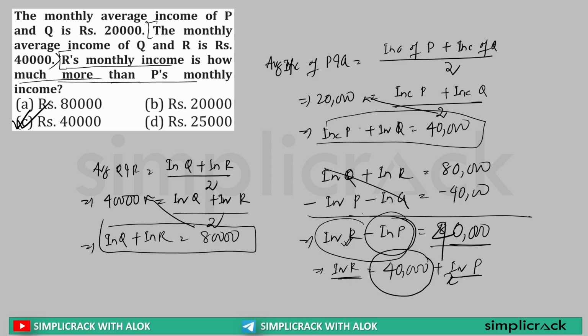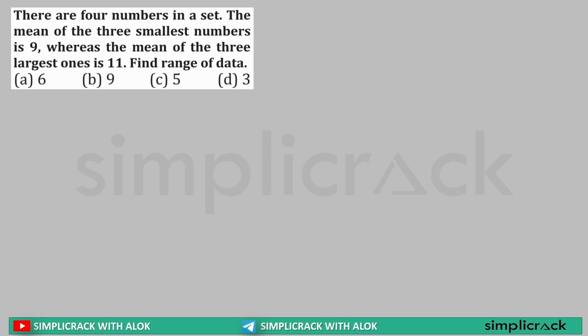Clear? Next. Sir, there are 4 numbers in a set. The mean, that is the average, of the 3 smallest numbers is 9, whereas the mean of the 3 largest ones is 11. Understand this. A, B, C, D are the numbers.